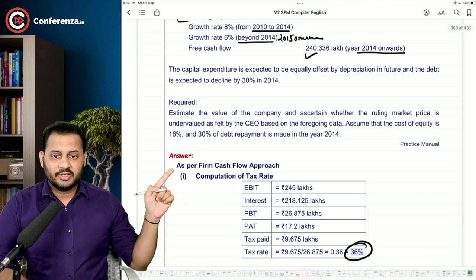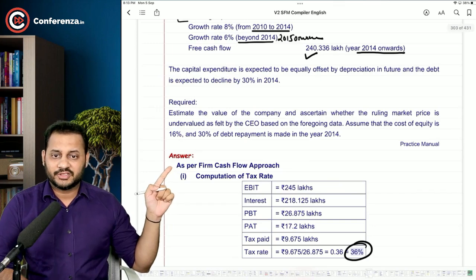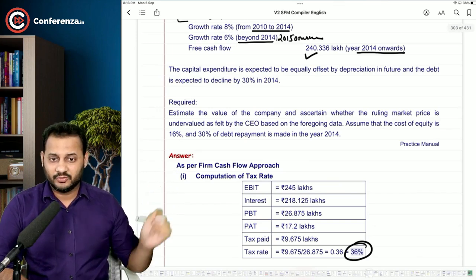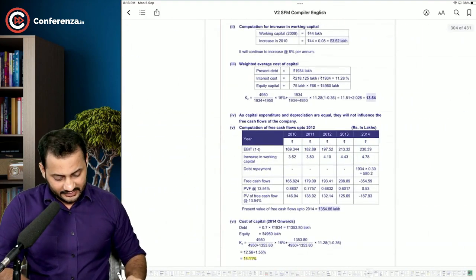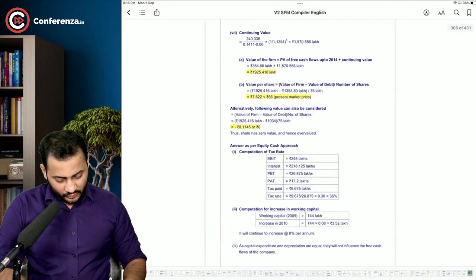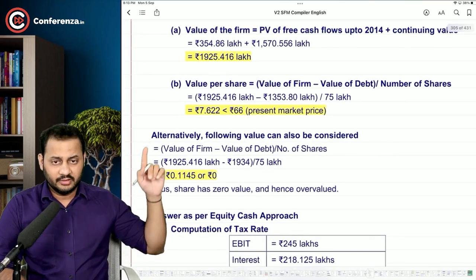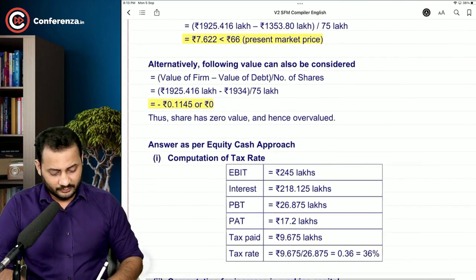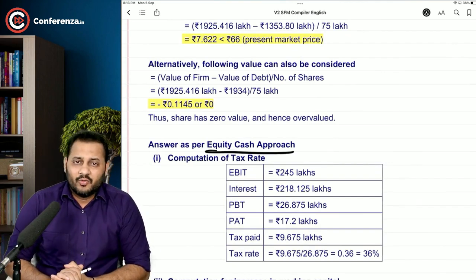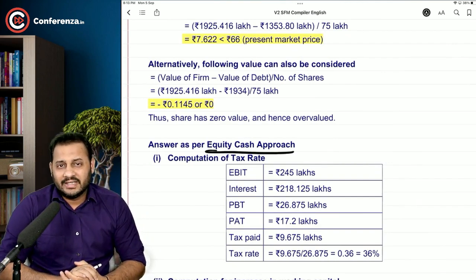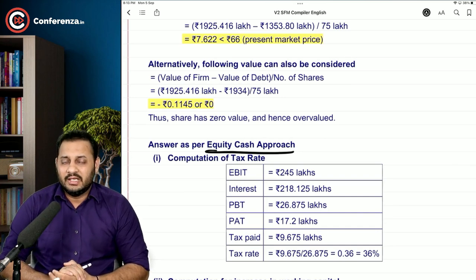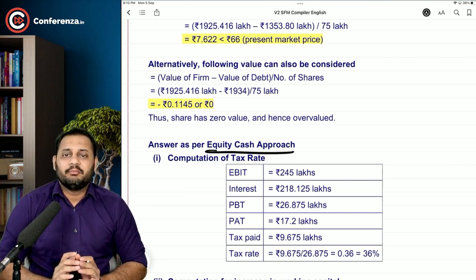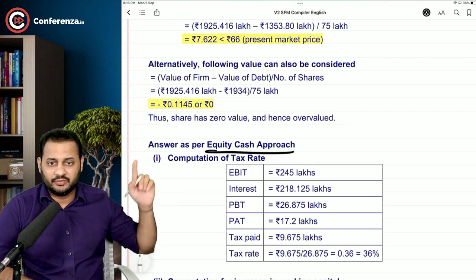So if we assume this as the firm's cash flow, then the answer is like this. And you can assume that alternatively, following value, no. Answer as per equity cash flow approach. Now you tell me, how would you get to know about it in the exam? There is no proper way. So basically speaking, there are many mistakes. I will show you one.